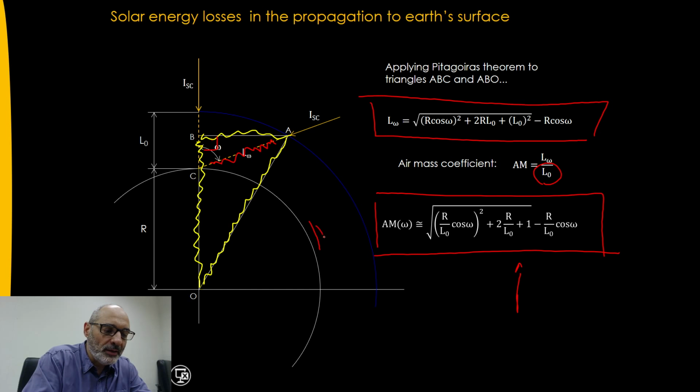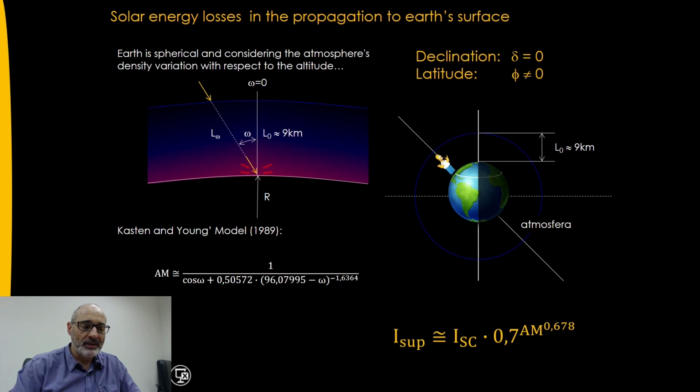We know it's not. We know the density in the lower layers is greater than the density in the upper layers. So the density of the atmosphere varies, and the temperature also varies. So the absorption is not the same depending on the altitude. So you can take this into account.